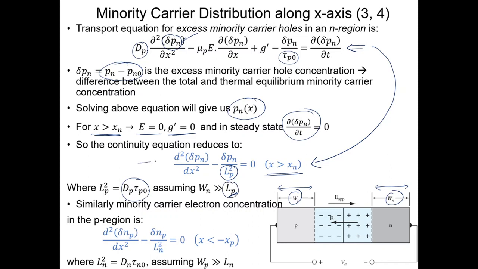So the same kind of equation that we have written here for the holes at the n side, we can write for electrons at the p side. Now this equation is valid for x less than minus xp, where Ln square is Dn tau n, and again here we assume that Wp, which is the length of the neutral p region, is much greater than the diffusion length of these electrons at the p side.